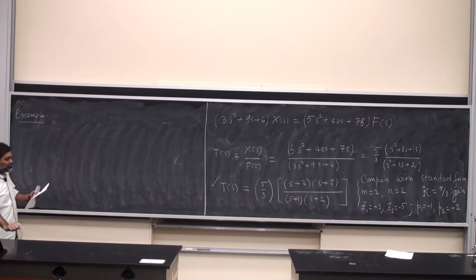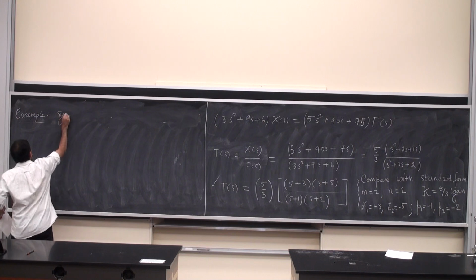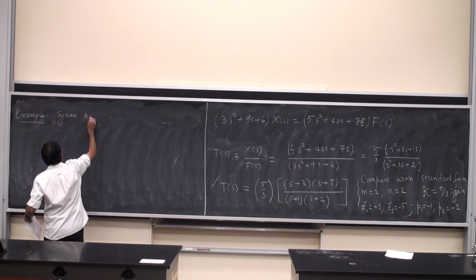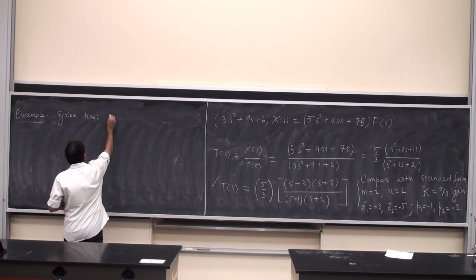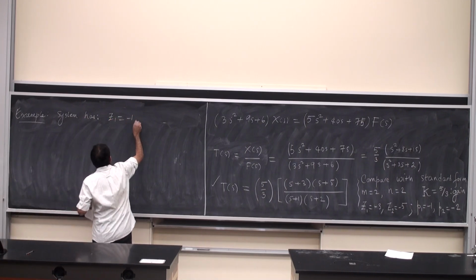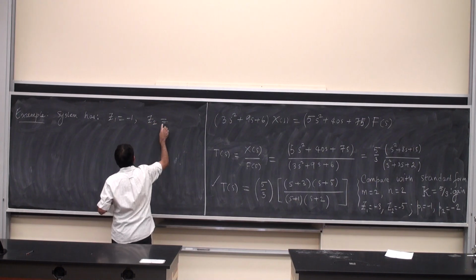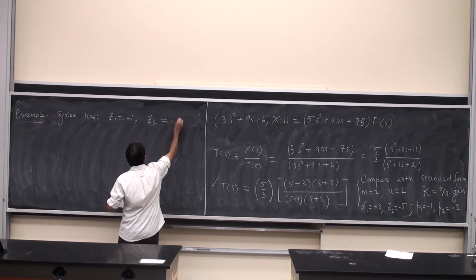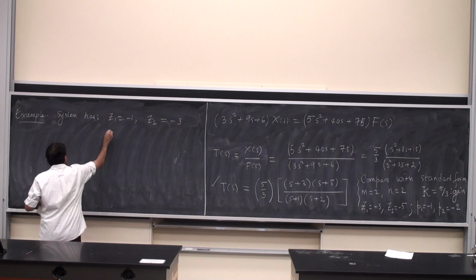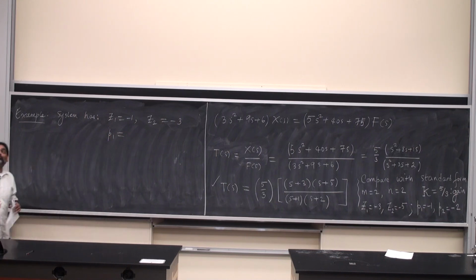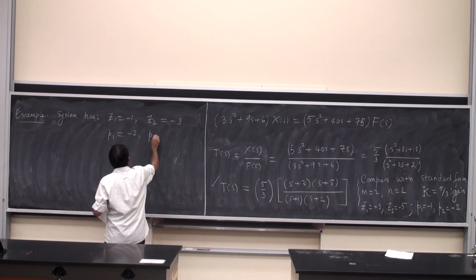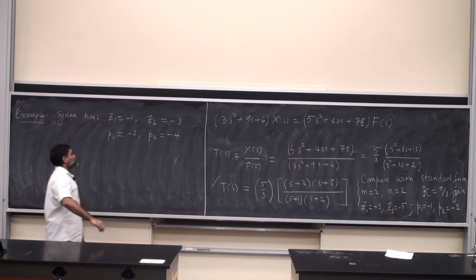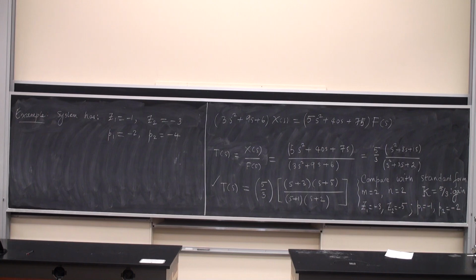You're told that a dynamic system has the following zeros and poles. The zeros are Z1 is -1 and Z2 is -3. It has the following poles, which are -2 and -4. The system gain is given to be equal to 3.